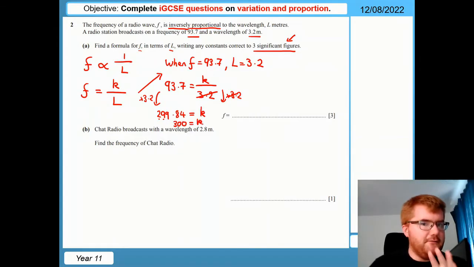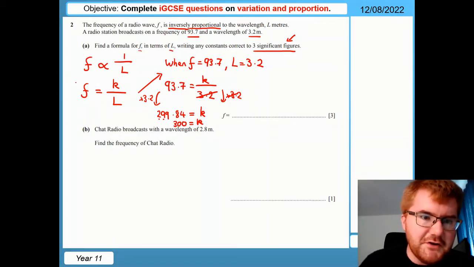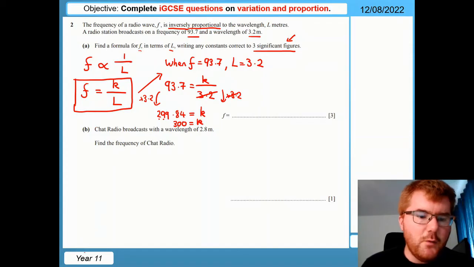Again, rounding is very, very important. So I'm now going to just copy this basic equation that we have, but now we know exactly what k is because we worked this out. K is 300, so I'm going to replace that k with 300.